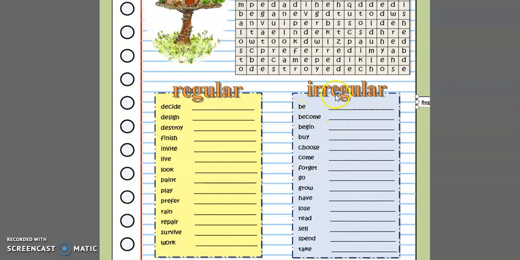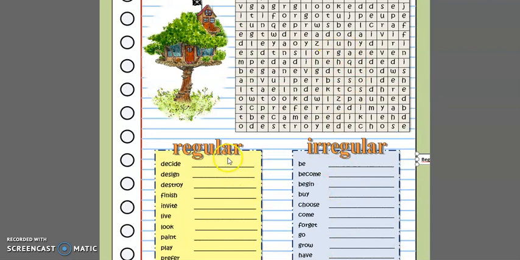In this one, irregulars, we're going to search or seek for the appropriate word in past. And once we have completed the two lists, una vez que completemos las dos listas, we are going to look for these words in this chart. Example, let's take for instance begin, comenzar. The simple past of begin is the word began. Okay, la palabra en pasado para el verbo begin es began.